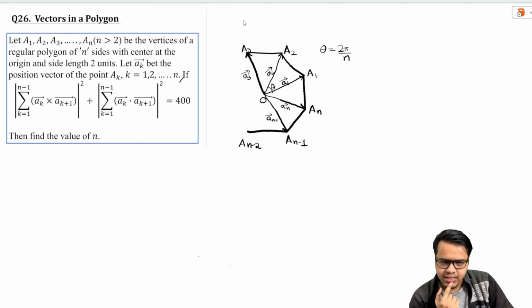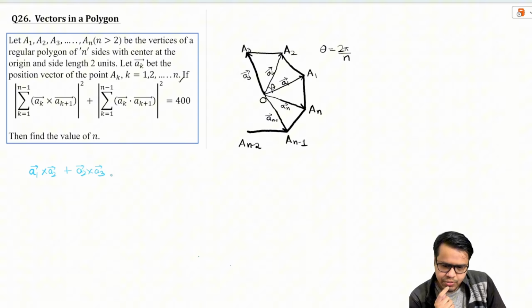Let's try to write this. So this is basically a cross product. Let's first rewrite the sigma, so this should be k is equal to 1. So this is equal to a1 vector cross a2 vector plus a2 vector cross a3 vector up to, it will go up to k is equal to n minus 1, so an minus 1 vector cross an vector.